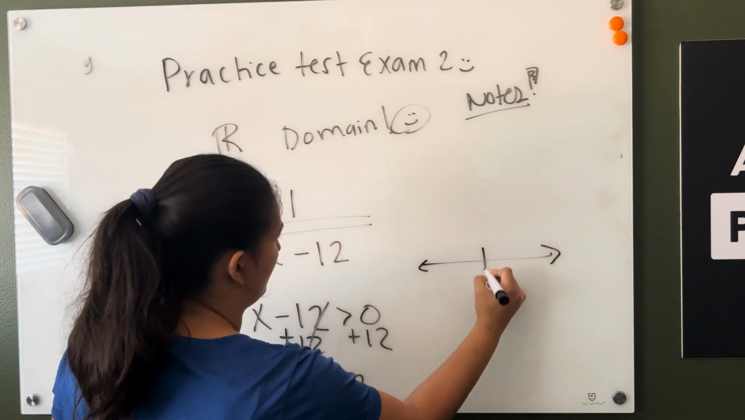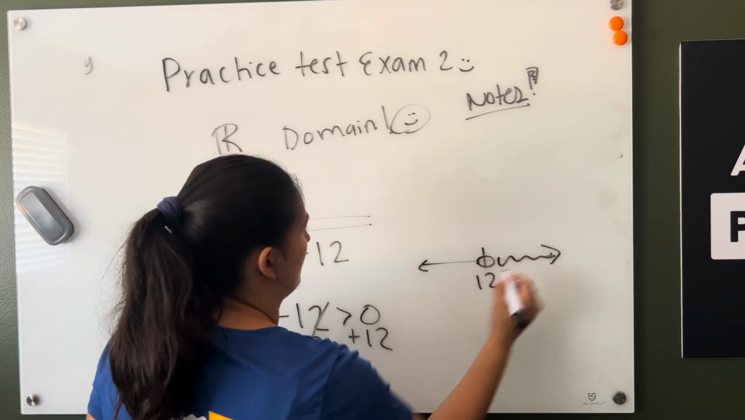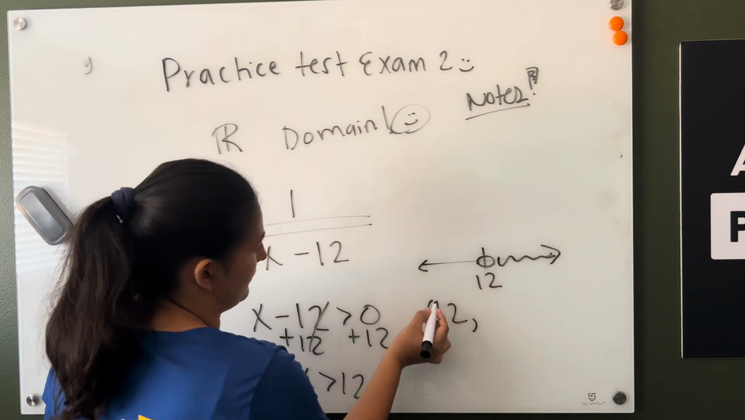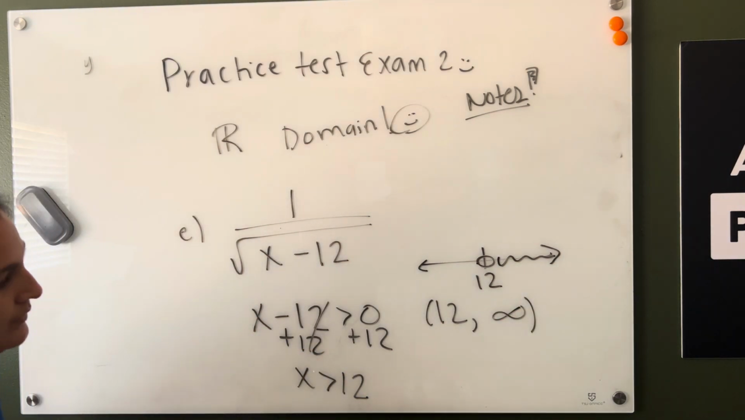If you want to draw it on the number line, you can. That would be an open circle at 12 and everything greater than 12. So that would be start at 12, but don't pick it, put a parenthesis, and go all the way to infinity. Any positive number greater than that is fine.